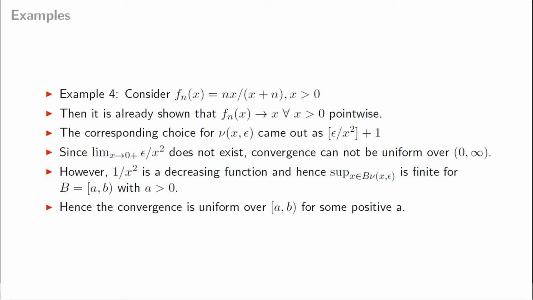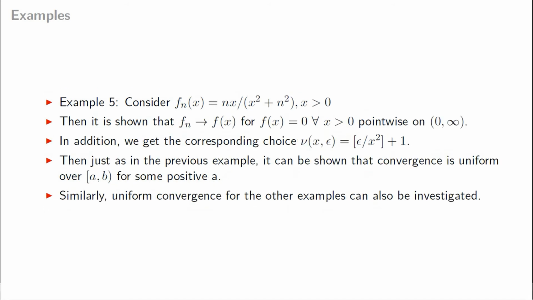Hence, the convergence is uniform over [a, b] for some positive a. In our next example, we consider the sequence of functions nx divided by x squared plus n squared for positive x. We have already seen that the pointwise limit is 0 on the interval (0, infinity), and we have also deduced the corresponding choice of N(x, epsilon) as x/epsilon divided by x squared plus 1. Then, just as in the previous example, it can be shown that convergence is uniform over [a, b] for some positive a.